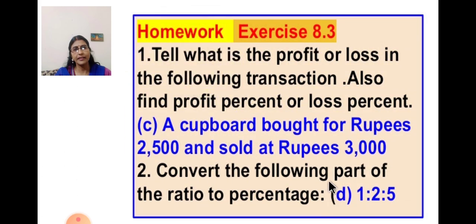Now children, you have these 2 questions as homework today from exercise 8.3. This is the C part which you have to do. You have to first find out profit or loss in the transaction, and then if it is a profit, you will find profit percent. If it is a loss, you will find out loss percent. This is the second question, where the ratio is given.